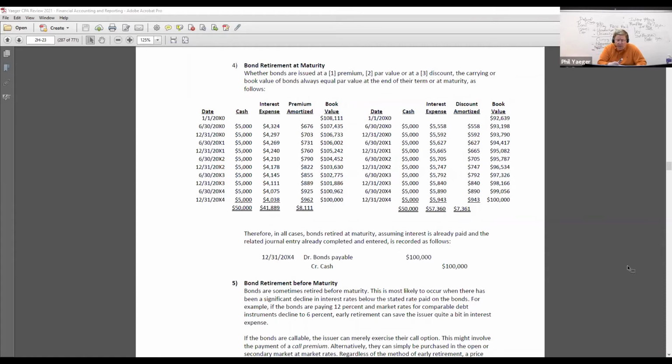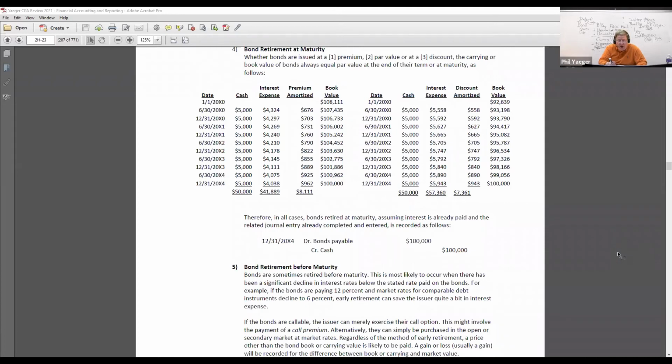But you can have bonds which are retired before maturity. Now, let's see what it says about bonds retired before maturity. This is most likely to occur when there's been a significant decline in interest rates below the stated rate paid on the bonds. For example, if bonds are paying 12% and the market rates for comparable debt is 6%, what are you going to do? You'll call back the bonds with the higher interest rate, and retire them and then issue new bonds at a lower rate.